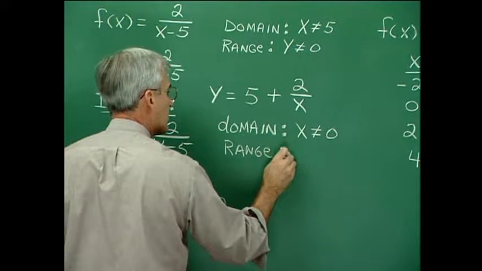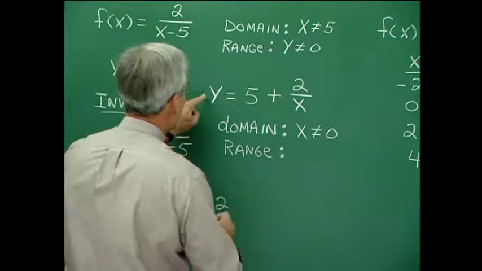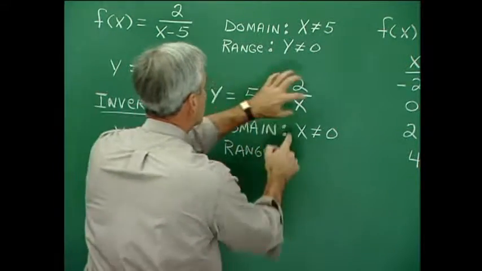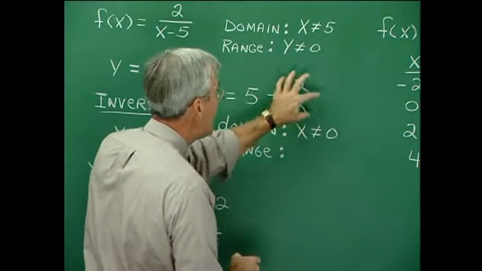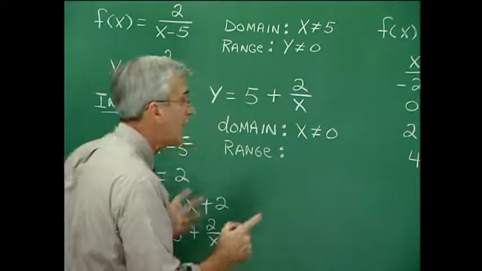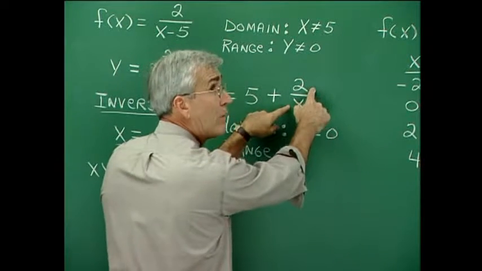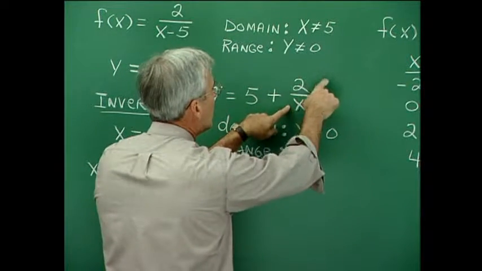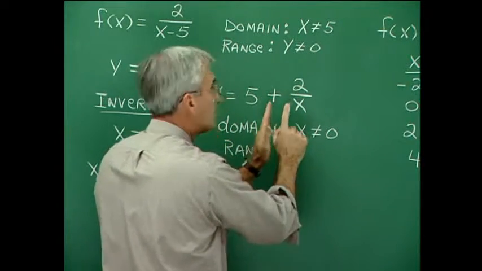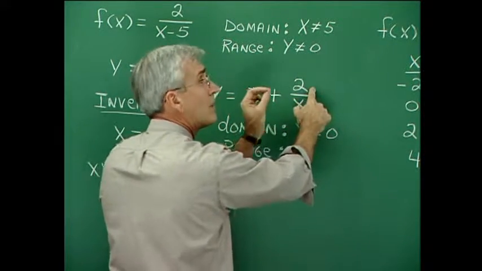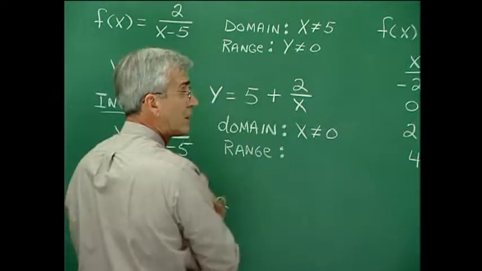Well, let's see. What values can y take on? We have 5 plus some fraction over here. But the fraction, we know, can never become 0. It can't become 0 because there's no variable which can take on a value which will cause the numerator to become 0 and therefore the fraction to become 0.